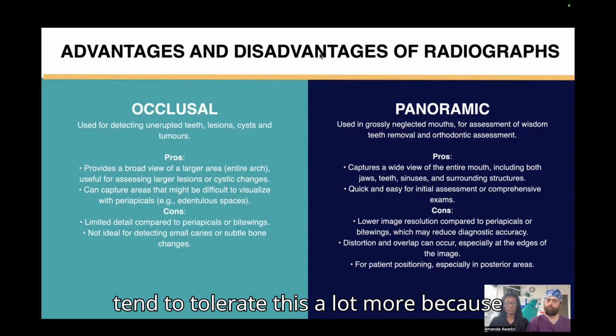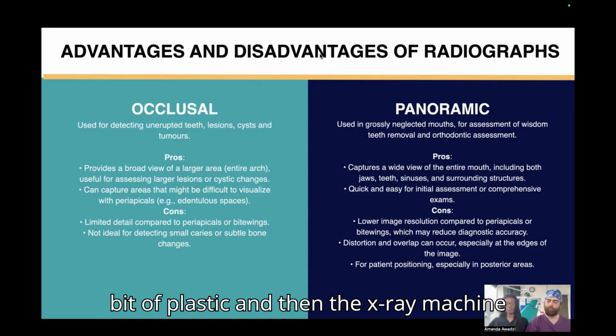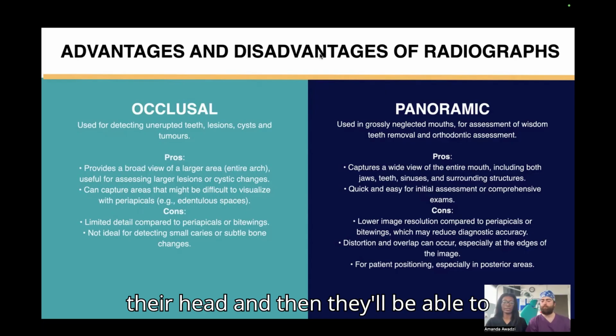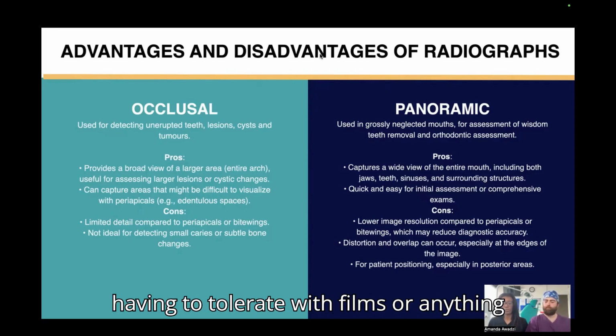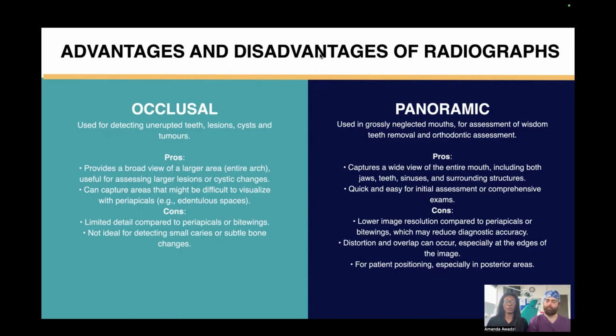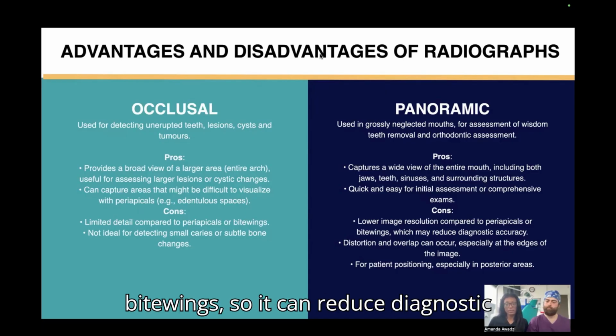Patients tend to tolerate this a lot more because all they really have to do is bite on a bit of plastic, and then the panoramic machine will go around their head, and they'll be able to scan their jaws fully. It's less so having to tolerate films or anything that can cause a gagging reflex.